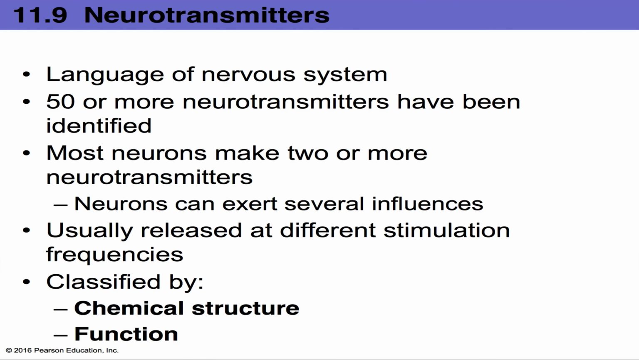It appears that in most cases, different neurotransmitters are released at different stimulation frequencies, which is a restriction that avoids producing nonsense messages. There has been documentation of the co-release of two neurotransmitters from the same vesicle. The coexistence of more than one neurotransmitter in a single neuron makes it possible for that cell to exert several influences rather than one discrete effect. We classify neurotransmitters by their chemical structure and their function.